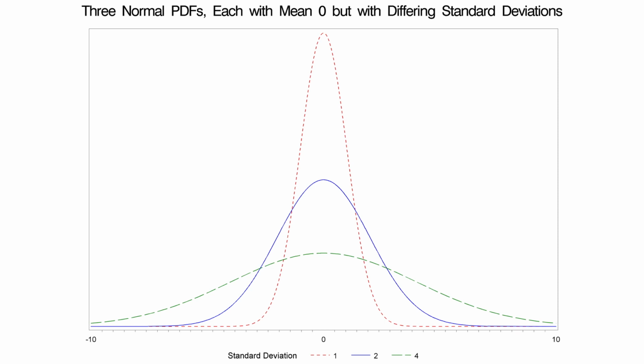But let me also point out, and this will be familiar to you from your previous statistics courses, that the area under each one of those curves is equal to 1. And this is because, in general, for any distribution, the area under the curve of the PDF for that distribution is always equal to 1.